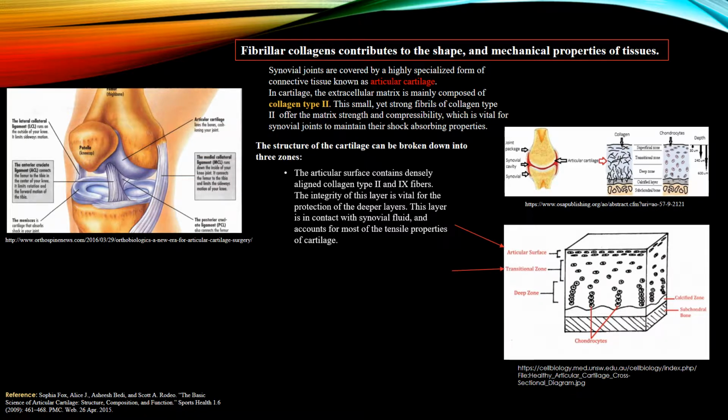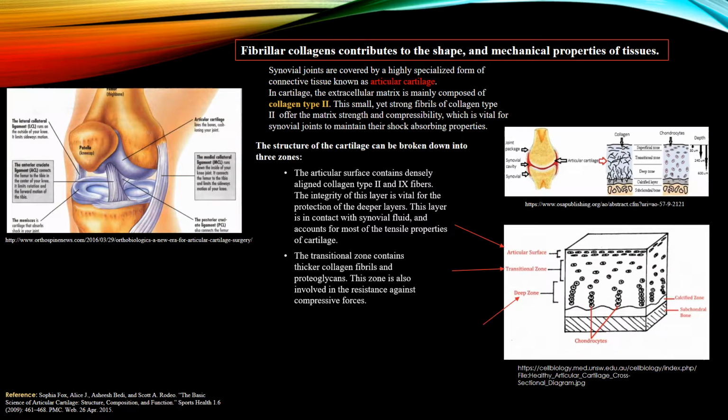Secondly, we'll go to the transitional zone. The transitional zone contains thicker collagen fibrils and proteoglycans. This zone is also involved in the resistance against compressive forces. This zone represents 40% to 60% of the total cartilage volume, whereas above, the articular surface only makes up 10% to 20% of articular cartilage thickness.